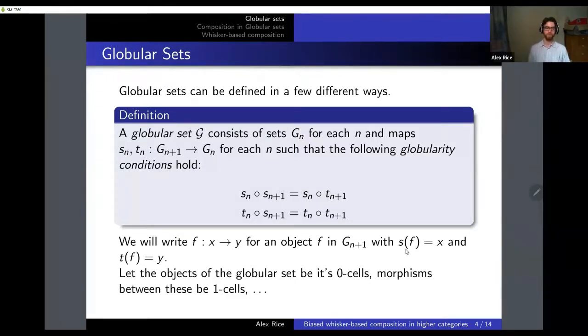because you can usually only apply one of them. And then lastly, I'm going to call the objects the 0 cells, the morphisms the 1 cells, and going onwards. So the elements of Gn will be n cells. So I think that covers at least what a globular set is. And now I want to talk a bit about composition in globular sets.